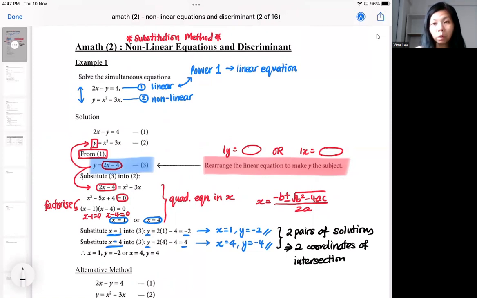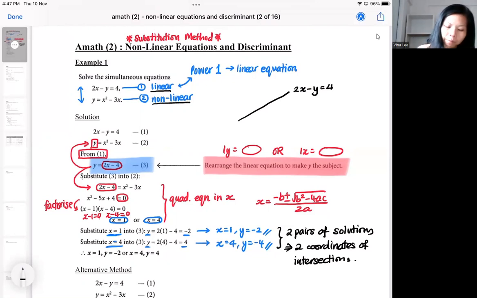So what do we mean by two coordinates of intersection? Technically the linear equation is a straight line, so this is the linear equation. And then the non-linear is supposed to be a curve. So maybe the curve will look like this, and then you will see two meeting points. So this one can be a coordinate. So it will be 1, minus 2, it will be 4, minus 4.